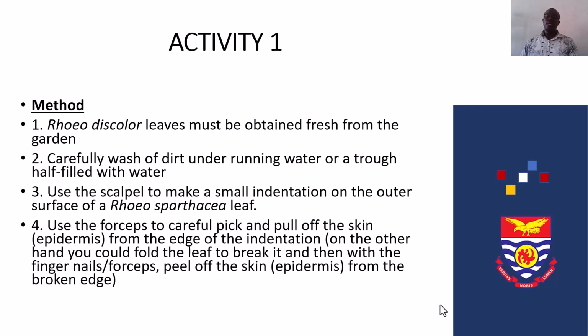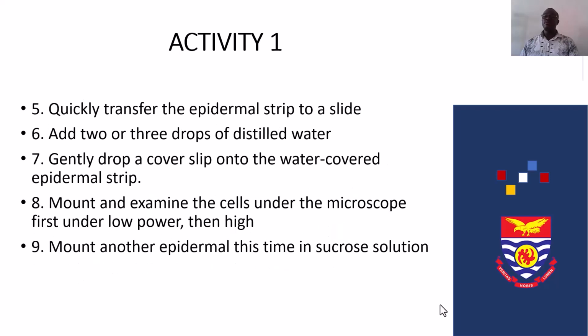Use a scalpel to make a small indentation on the outer surface of a Rhoeo spathacea leaf. Use the forceps to carefully pick and pull off the skin, the epidermis, from the edge of the indentation. Alternatively, you could fold the leaf to break it, and then with the fingernails or forceps, peel off the skin, the epidermis, from the broken edge.